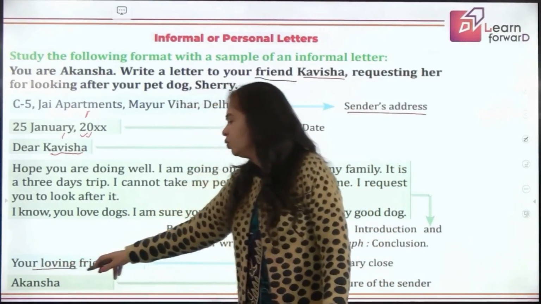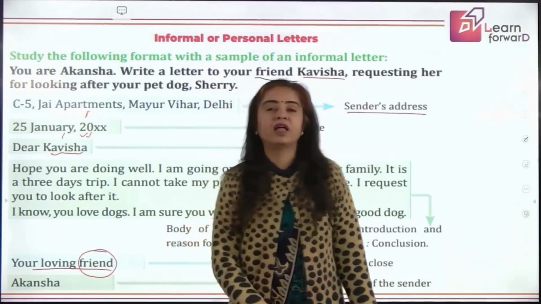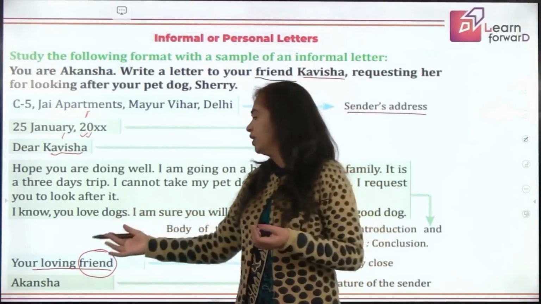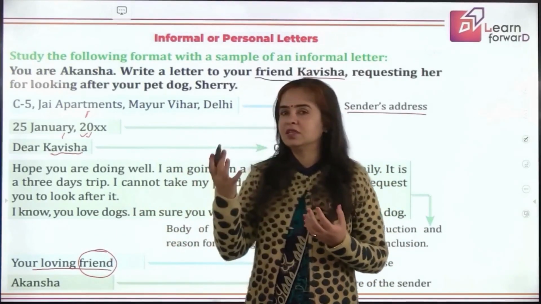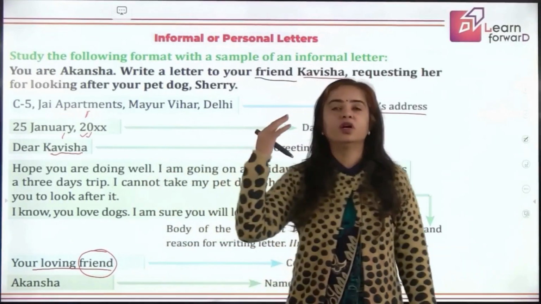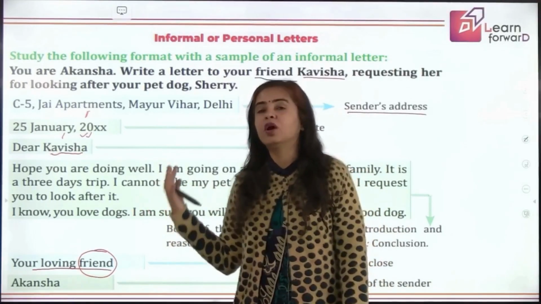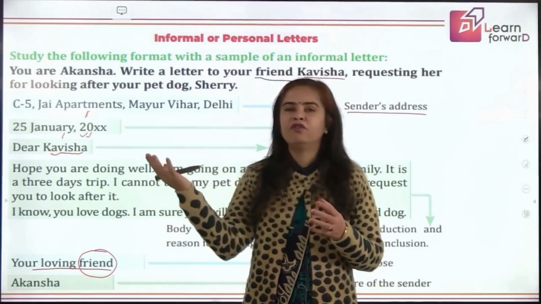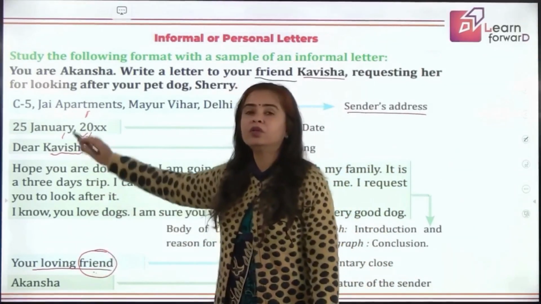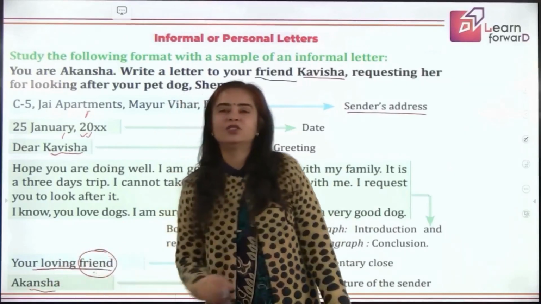And finally, you write "your loving friend," whatever the relation you have with that person, you are going to mention. If you are writing to your brother, you'll write "your loving brother or sister," whatever you are. And if you are writing to your parents, you'll write "your loving daughter or son." And if you're writing to your uncle, so nephew, niece, like that. So you will mention the relation here according to the person you are addressing the letter to. And finally, you write your name here.